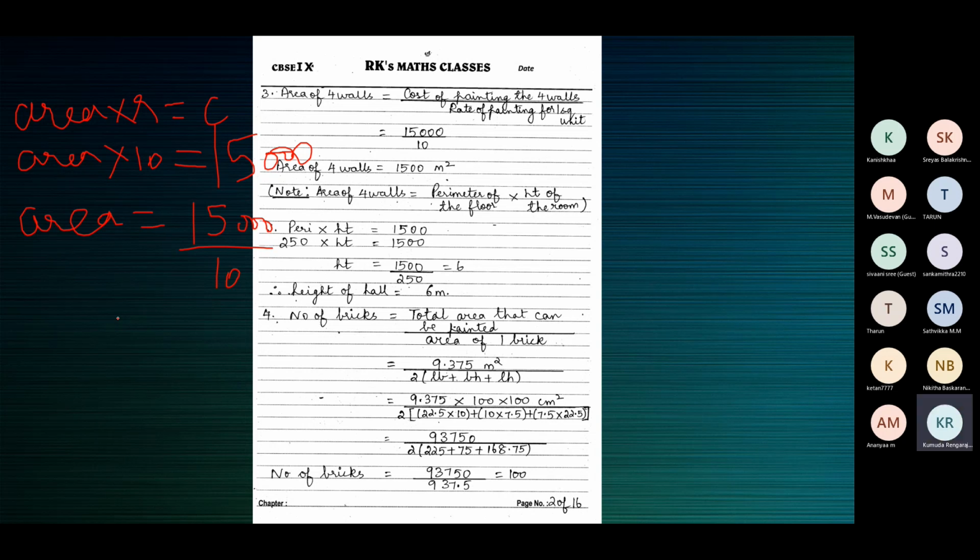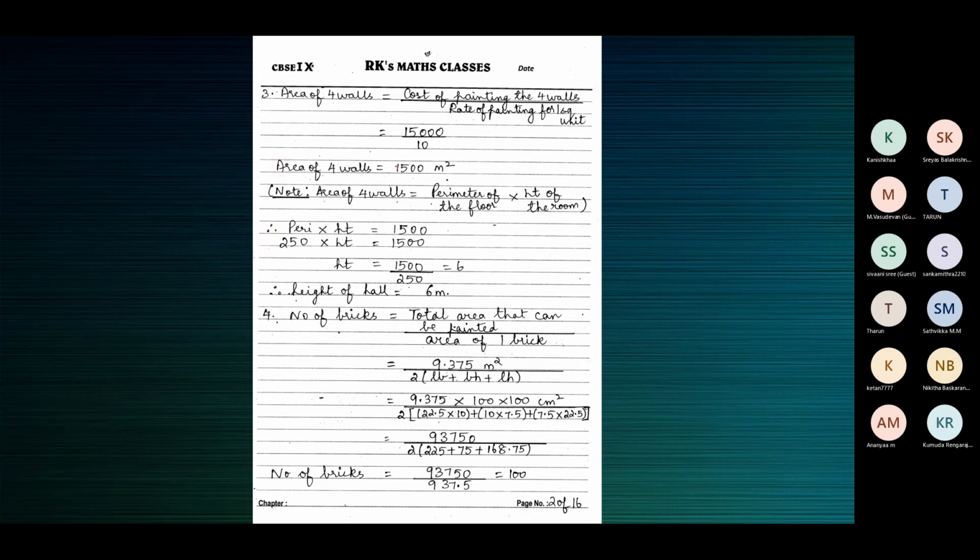If the cost is for painting the walls and the ceiling, then that 1,500 will be the area of the 4 walls and the ceiling. But here the cost is given only for painting the 4 walls. So you will get the area of the 4 walls, which is 1,500 meters square. You can see that. That's the first part. So we found the area of 4 walls.